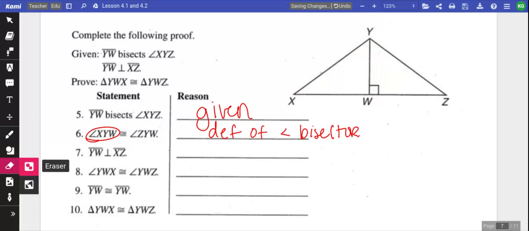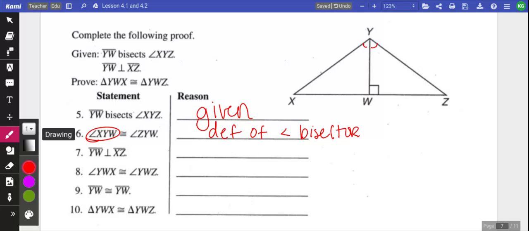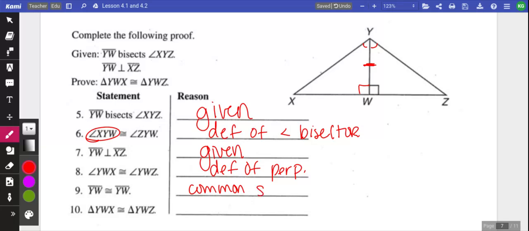The other thing that we were given is that YW was perpendicular to XZ. So that makes 2 90-degree angles. So I know those are equal because of definition of perpendicular. Now they share this common side, and that's what we've written next. YW is congruent to YW, common side. And then looking at my triangles, I have angle, side, angle.